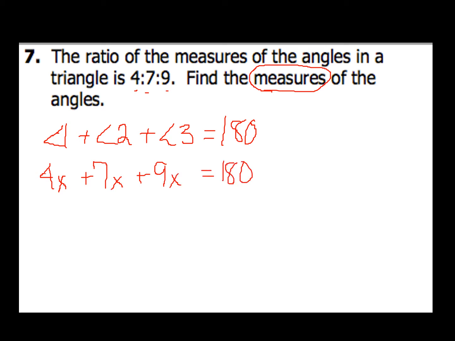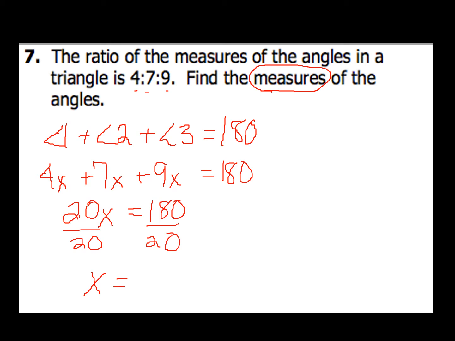And this is equal to 180. So what are we going to do with 4x, 7x, and 9x? What we're going to do is we're going to simplify, and we are going to combine the terms. 4 and 7 is 11. Plus 9 gives us 20. So that's 20x is equal to 180. We'll divide by 20. And we get x is equal to 9.